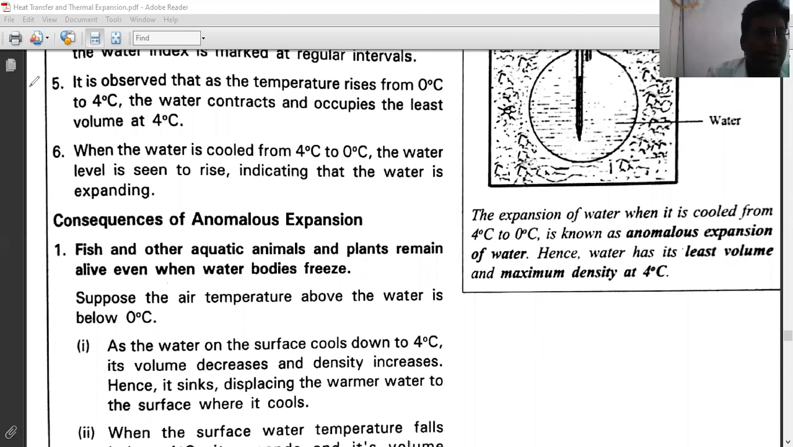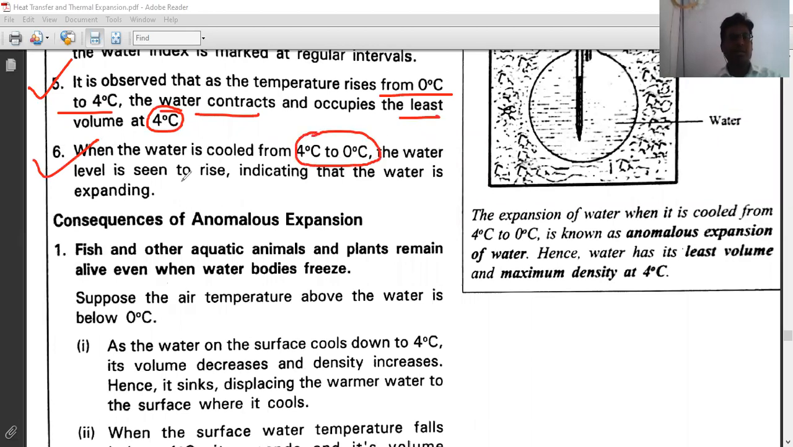So next point is, it is observed that when temperature rises from 0 to 4 degrees Celsius, water contracts and occupies the least volume at 4 degrees Celsius. And when it is cooled from 4 degrees Celsius to 0 degrees Celsius, the water level is seen to rise, indicating that water is expanding. So between 0 to 4, right, it shows different behavior as compared to other liquids, right? So when temperature rises, it contracts, and when it is falling down, it expands. So this is the anomalous behavior of water.